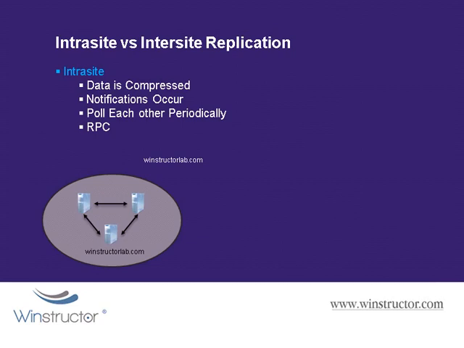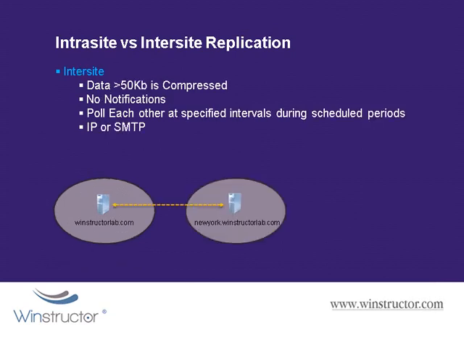Now, when we're dealing with intra-site replication, replication only occurs when a change is notified to its replication partner. The replication partner then pulls the change and then merges it into its own database. So if a change is made on domain controller number 1, server number 1 will tell the other domain controllers that it has a change, and then domain controllers 2 and 3 will pull the update from server 1. Now, this replication occurs every 5 minutes using a remote procedure call.